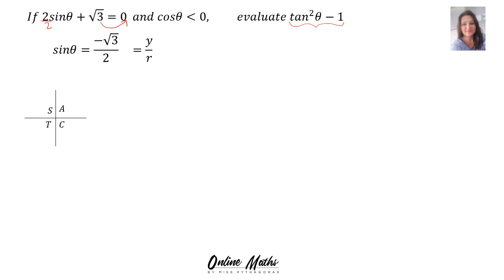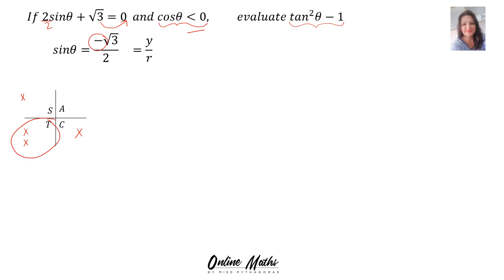Sin's ratio is y over r. Now we can pinpoint the quadrant. We will say, where is sin negative? Sin is negative in the third and the fourth quadrant. But we can't work in two quadrants, so therefore we will go to this other information that was given to decide in which quadrant we will work. Cos theta is smaller than 0 means where is cos negative? Cos is negative in the second and the third quadrant. Therefore, we will work in the third quadrant.